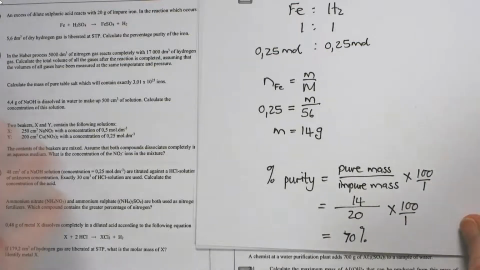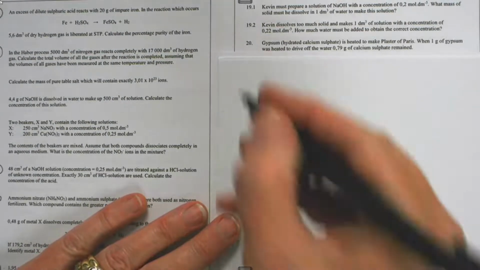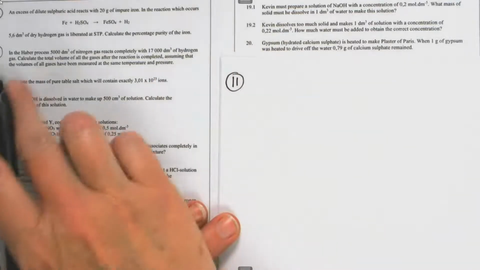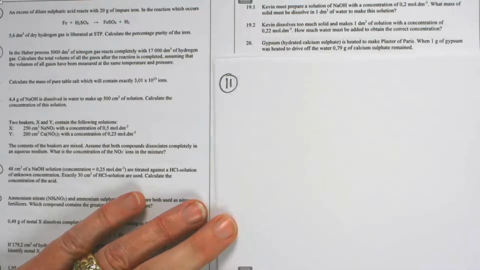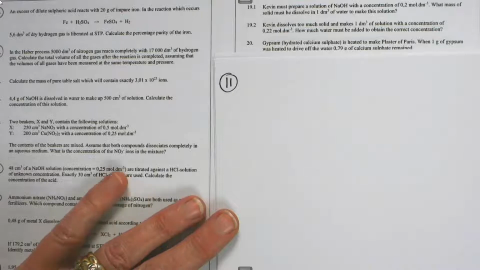Okay, let's look at question number 11. If I'm looking at question 11, okay, you will see on your page, it is this one. Now they say, in the Haber process, 5,000 cubic decimeters of nitrogen gas reacts completely with 17,000 cubic decimeters of hydrogen gas. Calculate the total volume of all the gases after the reaction is completed, assuming that the volumes of all gases have been measured at the same temperature and pressure.